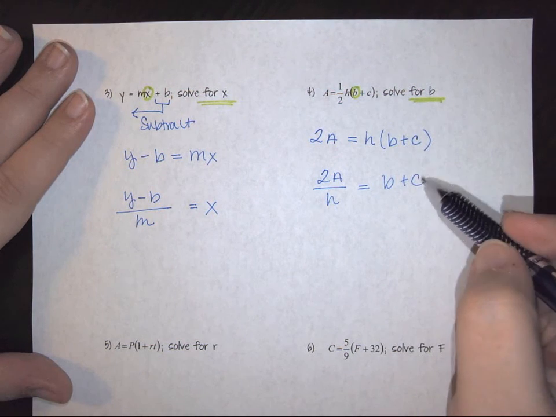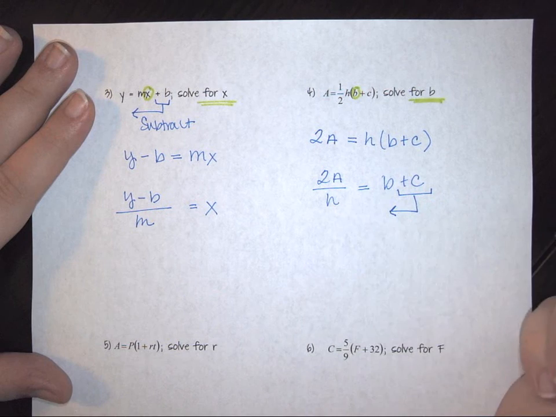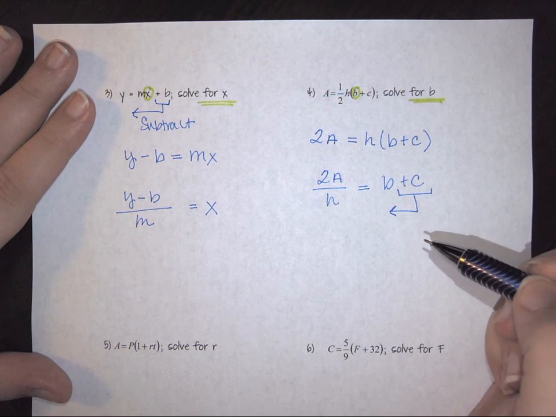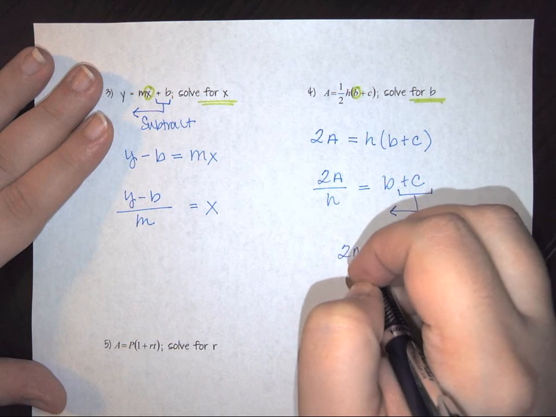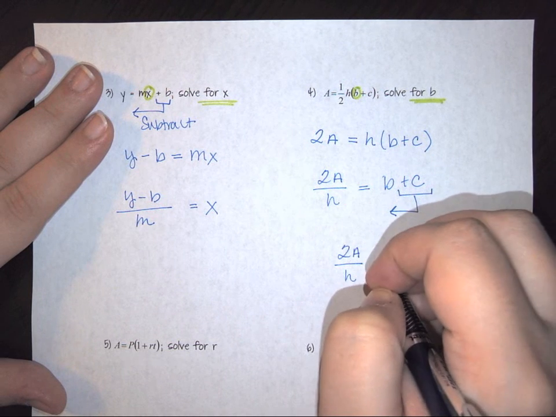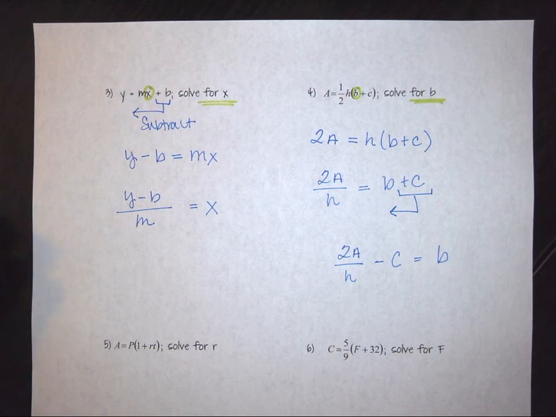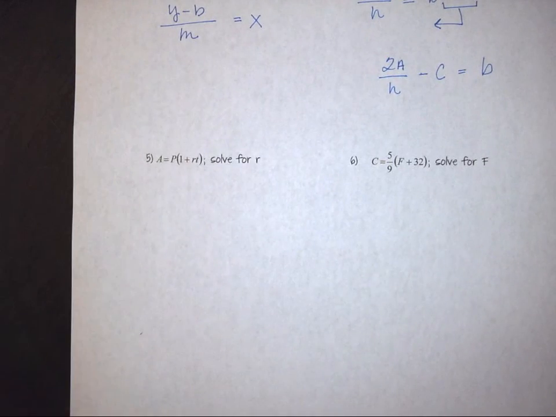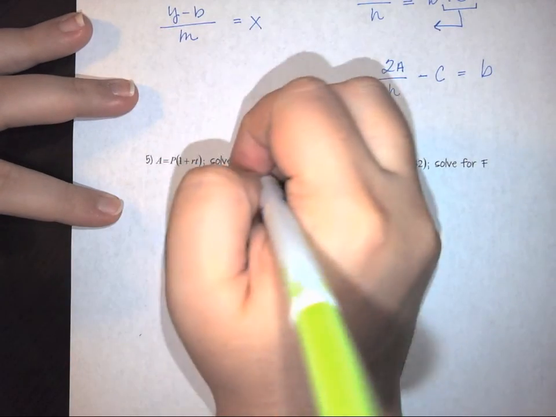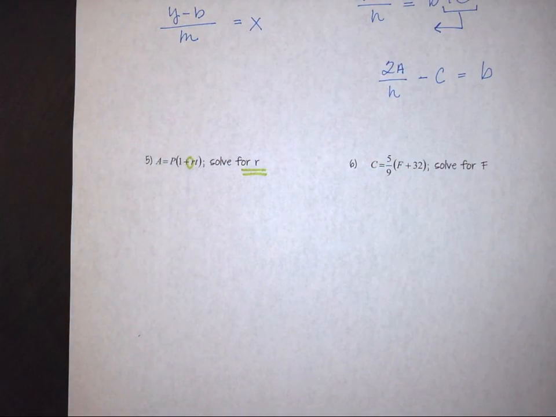Since the parentheses are gone, I can now take this c term and move it to the other side. Since it's being added, to move it I have to subtract. So this becomes 2a all over h minus c equals my b term. Okay, let's do it again. Here we're solving for r, so r again is inside my parentheses.